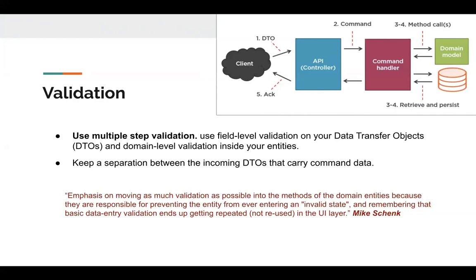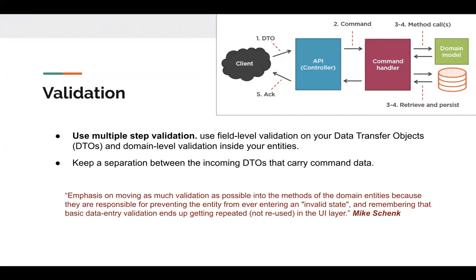You should be using multiple step validation. Use field level validation on your DTOs as they come into your controllers. So I would suggest, and we're going to go into this in more detail, take advantage of the .NET Core API controller attribute, where it will automatically call the model validation on your DTOs. So it's okay to do that. That's great. That is your first level of defense, right? But when it comes to domain-specific logic around validation, that should be in your domain entities.